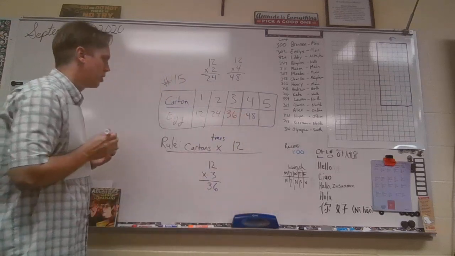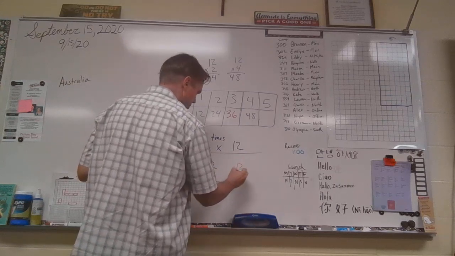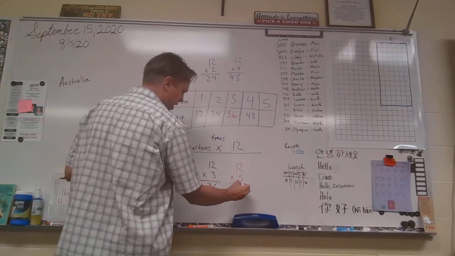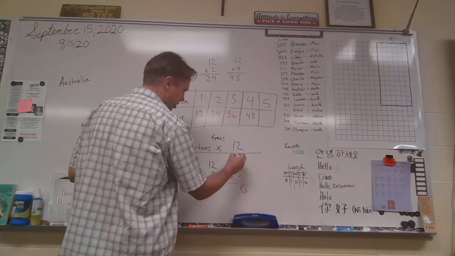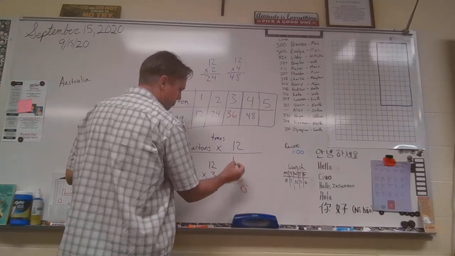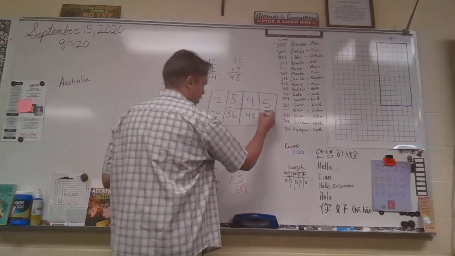36. And then we have 12 times 5. 5 times 2 is 10. So we put a 0 here. We regroup the 1 up to here. 5 times 1 is 5, plus 1 more is 6. So 60 would be our number here.